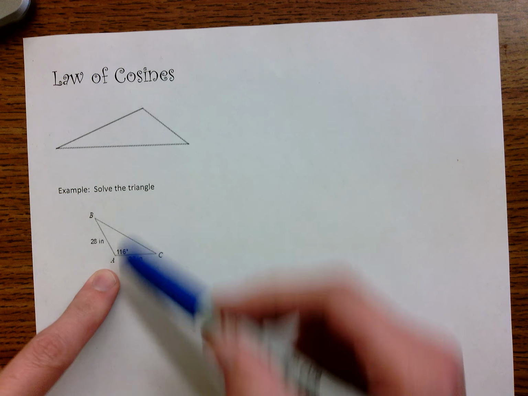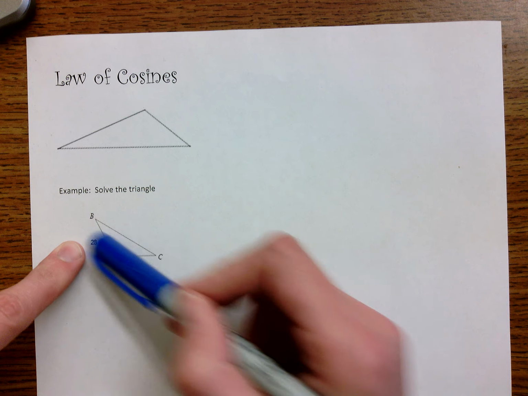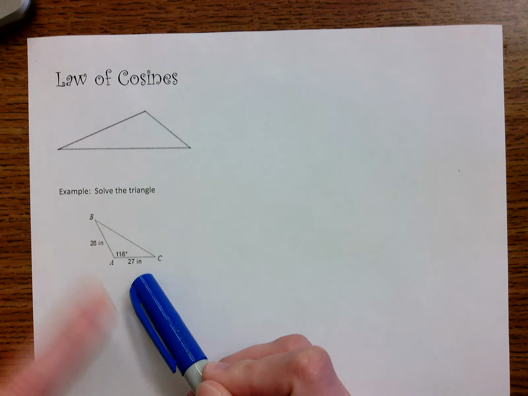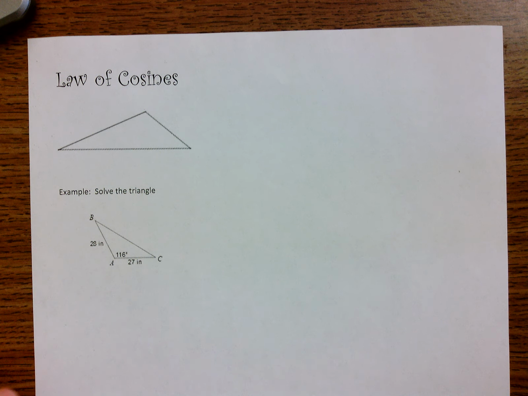I know angle A, but I don't know the side opposite of it. I know this side over here, but I don't know the angle opposite it. I know this side, but I don't know its opposite angle, right? So I don't have any spots where I have both parts of this set, a complete opposite pair. That is your cue that you're going to use law of cosines.